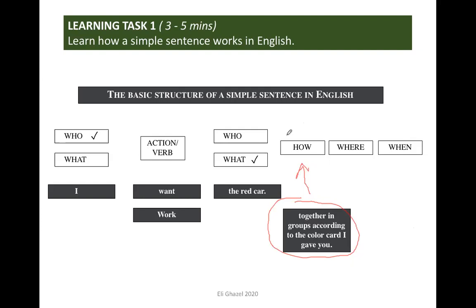How? Together in groups according. Together in groups is not enough. Together in groups according to the color card I gave you is the complete detail. Missing any part of that detail changes the meaning. So this is how a simple sentence works.